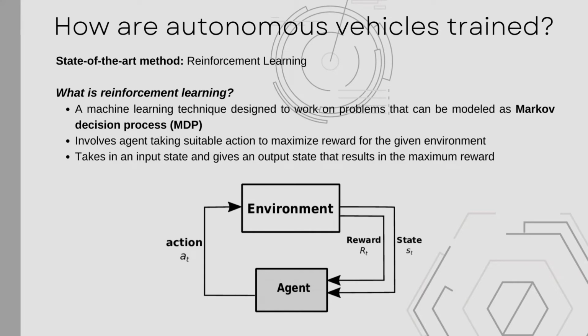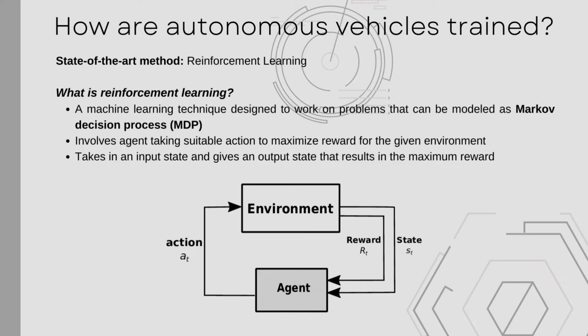So, reinforcement learning is a machine learning technique designed to work on problems that can be modeled as Markov decision process. It involves an agent taking suitable action to maximize a predefined reward for the given environment. In layman's terms, the agent is rewarded when it executes a favorable action and is punished when it executes unfavorable ones. For example, if we have to train a car to go down a straight road, we will increase the reward of the agent if it keeps going straight, and decrease it if it turns left or right.